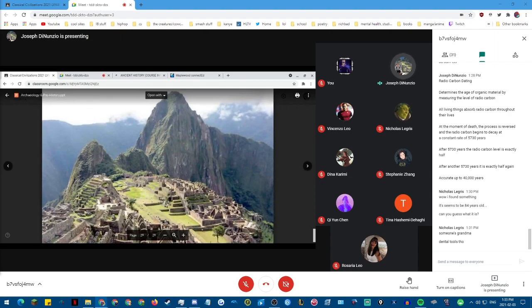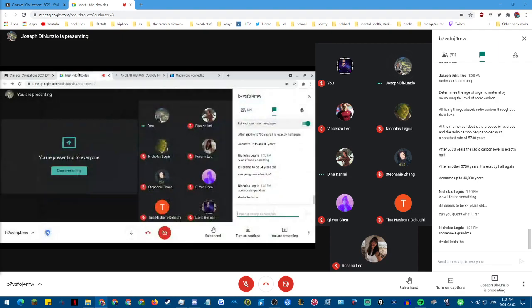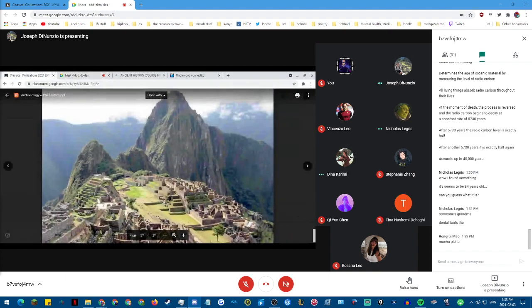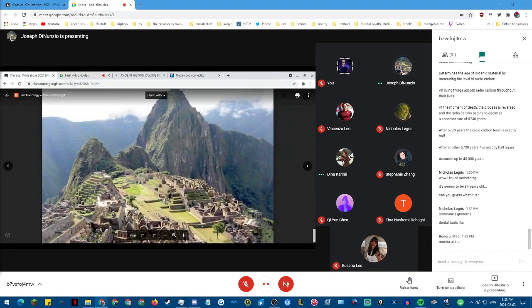Who knows where this is? Where is this? I know. Write it, type it. What's the empire? Incas. Incas, good, yeah. You could see my picture that I have is from this.